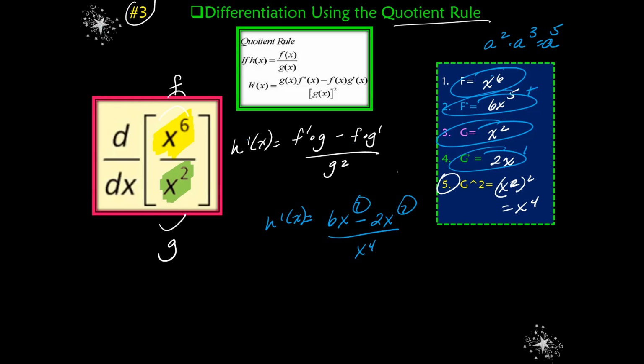Well, given the fact that they have the same exponent, 6 minus 2 is a 4x to the 7th over x to the 4th. Bring that 4 up, and you'll get 4x to the 3rd as your h prime of x. And that is your answer.